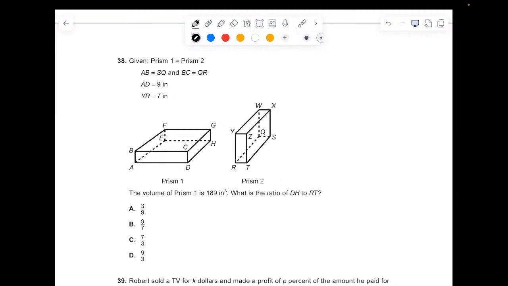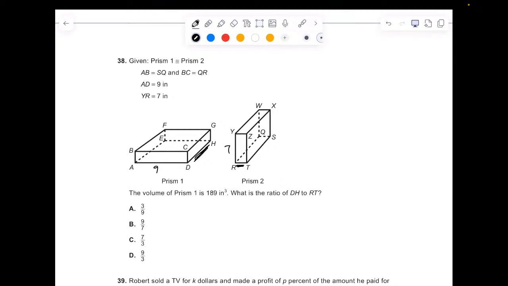Given prism 1 is approximately equal to prism 2, AB is equal to SQ, and BC is equal to QR. AD is equal to 9 inches, YR is 7 inches. The volume of prism 1 is 189 inches cubed. What is the ratio of DH to RT? DH to RT. Alright. 9, YR is 7.